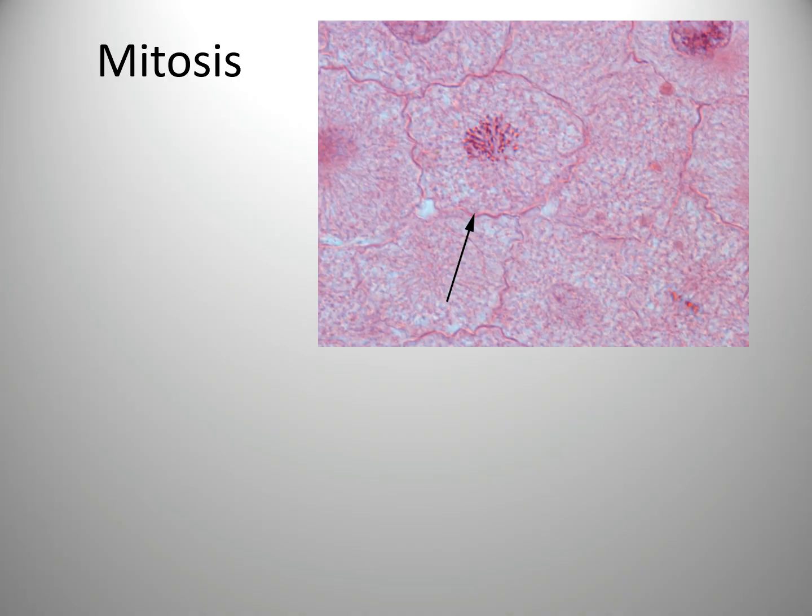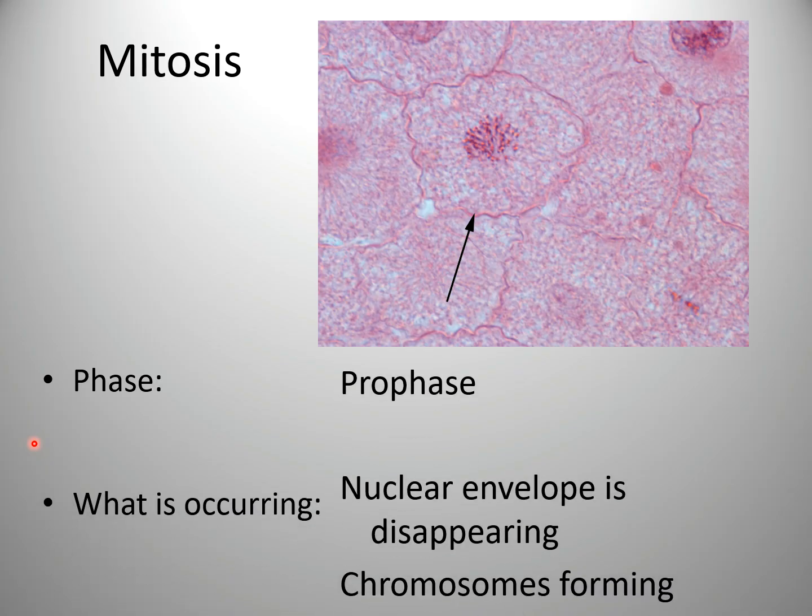Looking at this cell here, where the arrow is pointing, so here's the cell membrane, and there's this purple cluster, but the nuclear envelope has now disappeared, and we're starting to see these darker rod-shaped structures in the center of this cell. So this phase is prophase. The nuclear envelope is starting to disappear, and what we're seeing is chromosomes actually form.